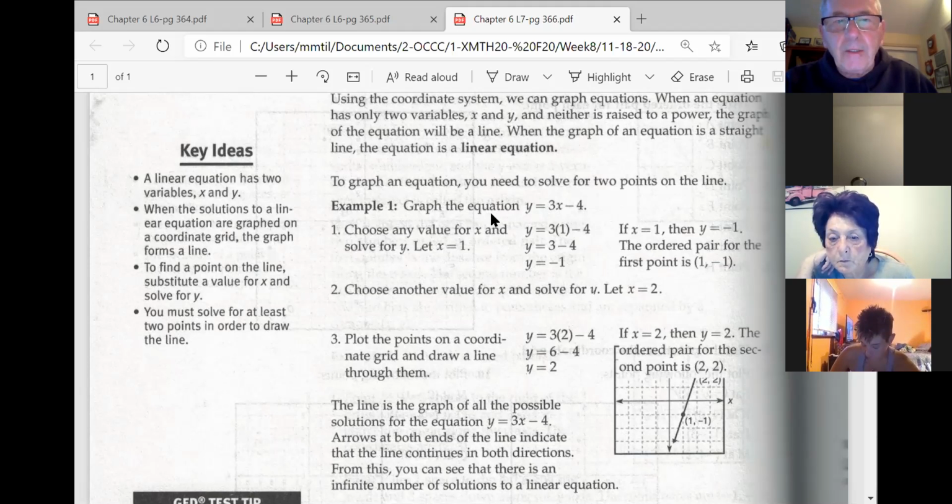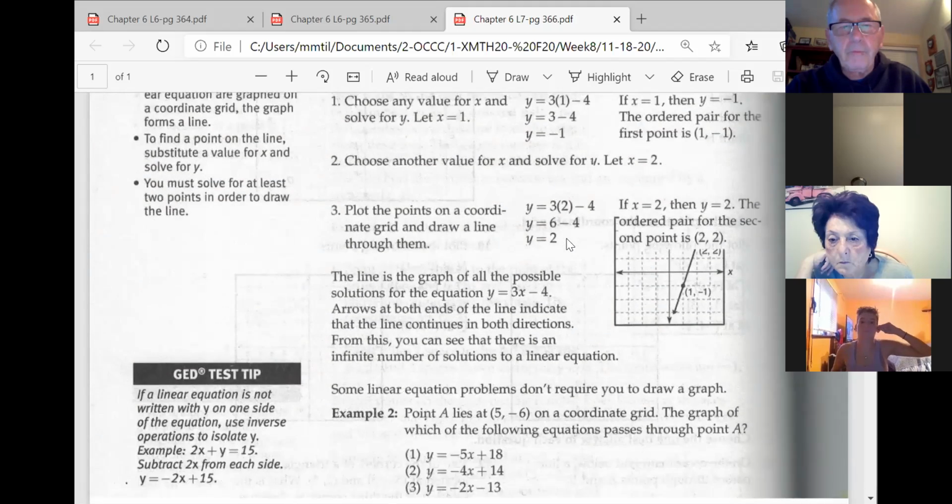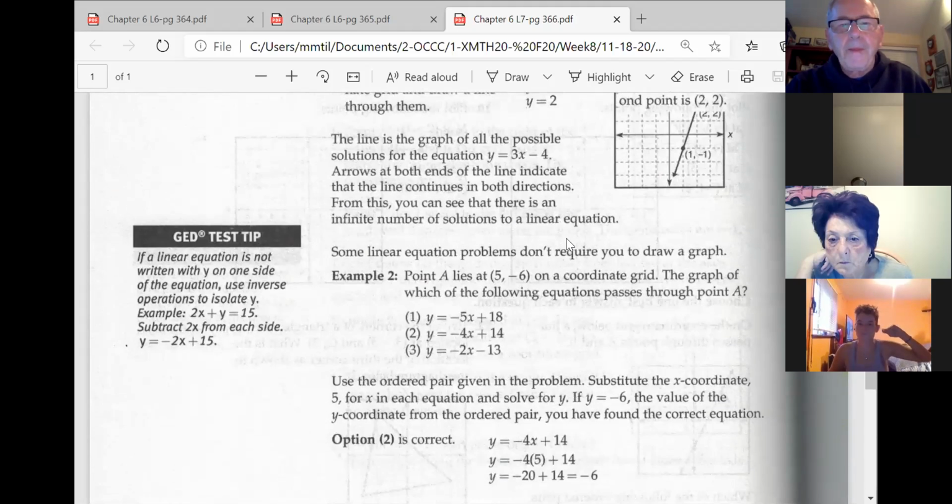So you take an equation with a y and an x in it, and you put it into this form. So then you can easily graph it. That's what we're trying to show here.